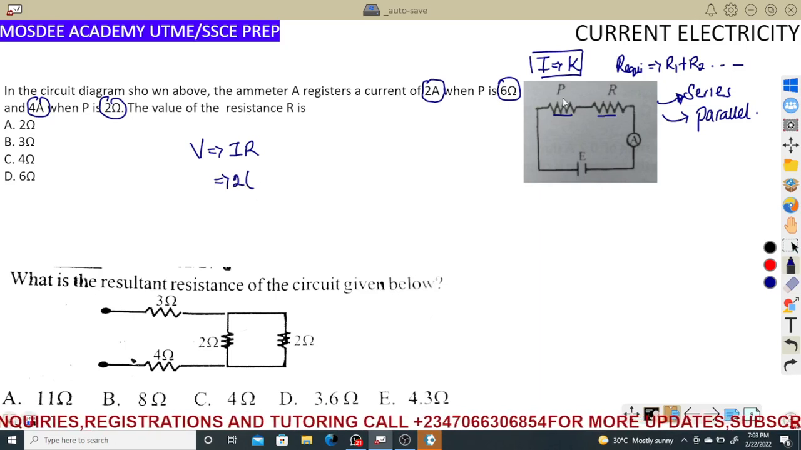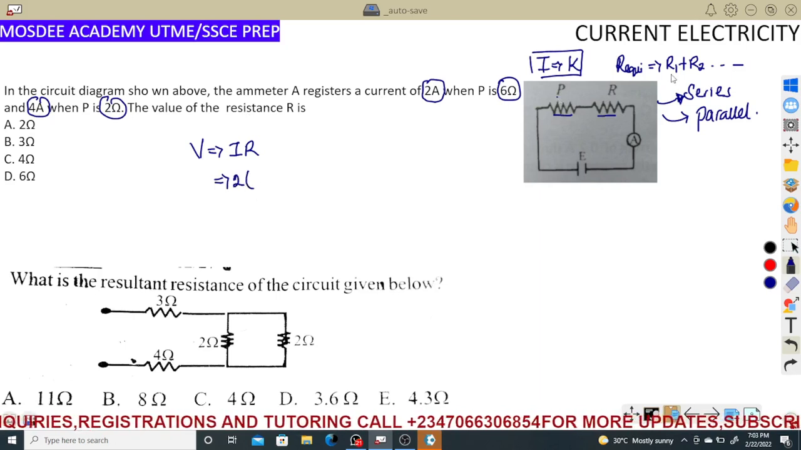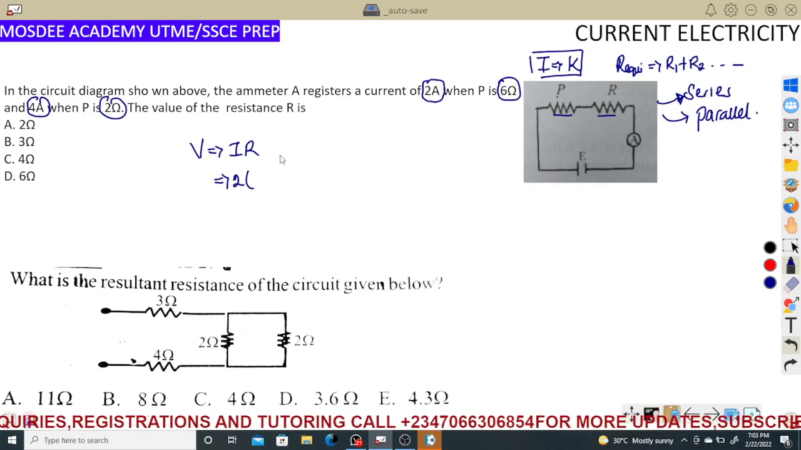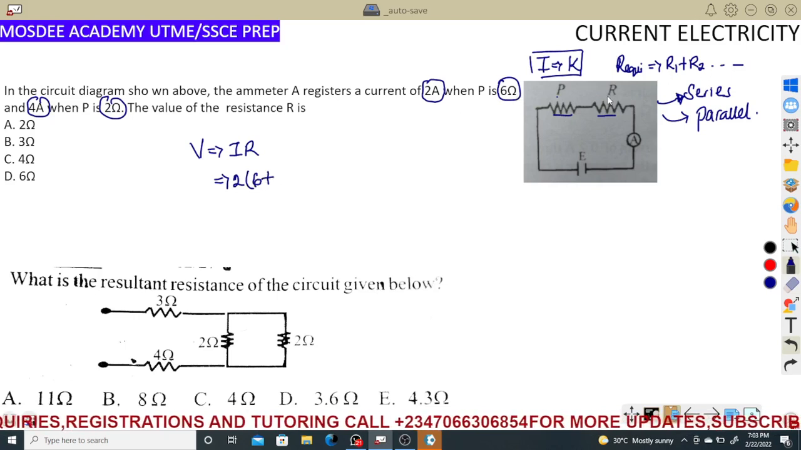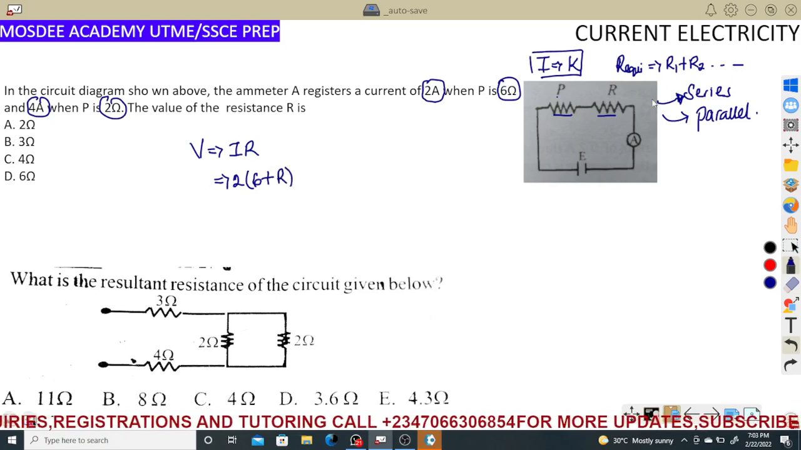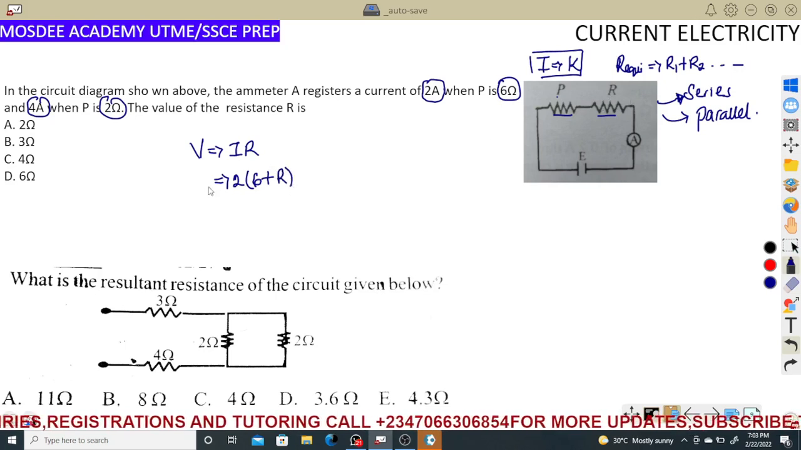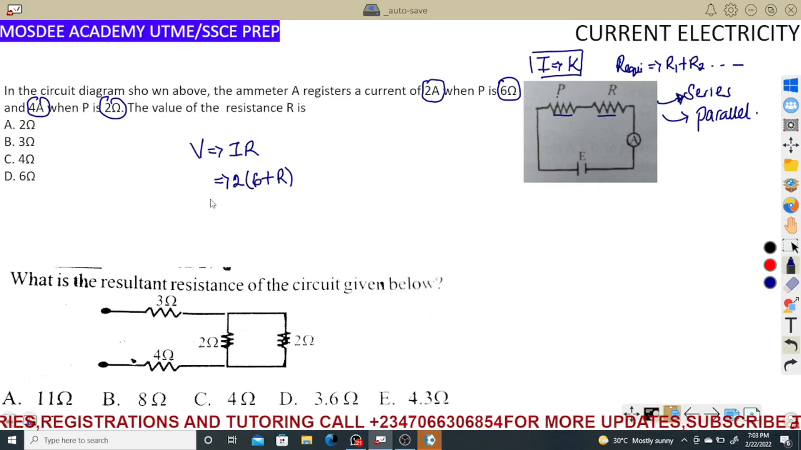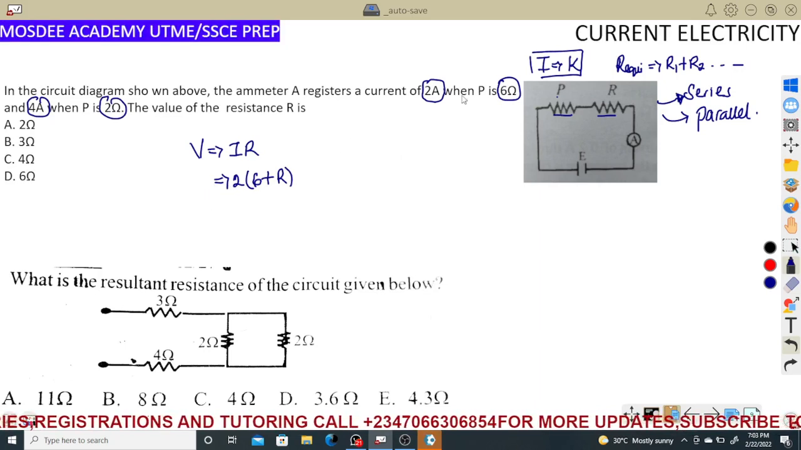Now the total resistance here should be P plus R because they are in series, R1 plus R2. So the current here was 2, and the resistance is 6 plus, I'm looking for the value of R, so I'll write it as R. That's the equivalent resistance of this. That's the first equation. For the second equation, I will also use V equals IR.